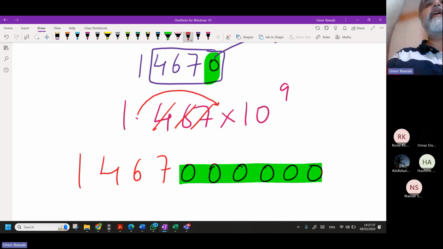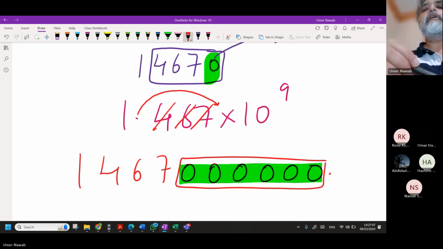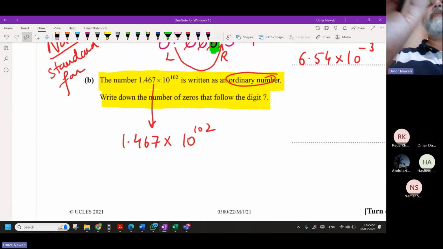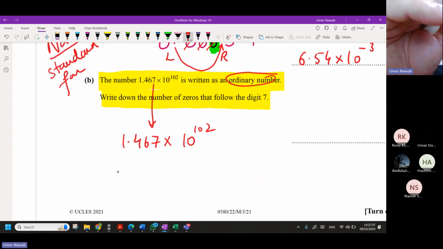Let me count it again. Did I make any mistake? 4, 6, 7, then 3, 4, 5, 6, 7, 8, and 9. So Mr. Omar has moved 6, meaning there are 6 zeros, and I need to add them over here. And the same way, you have to check it out if after 7 you want to write the zeros, guys.